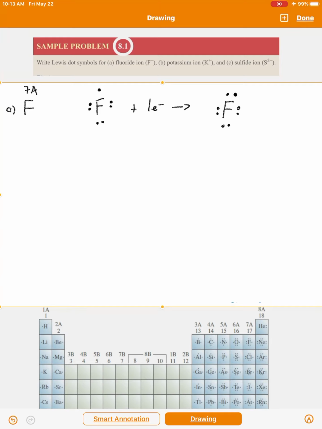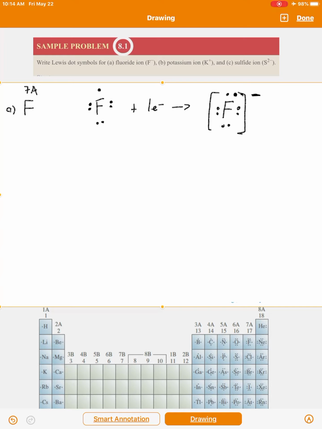Now, you could, in theory, write a negative here, but it's probably a good idea just to write a negative next to it. Sometimes it's recommended that for ions, whether positively or negatively charged, you draw brackets around the Lewis dot symbol, to indicate that the whole symbol is charged. I would recommend doing that as well. Your textbook asks for that, so let's do it.